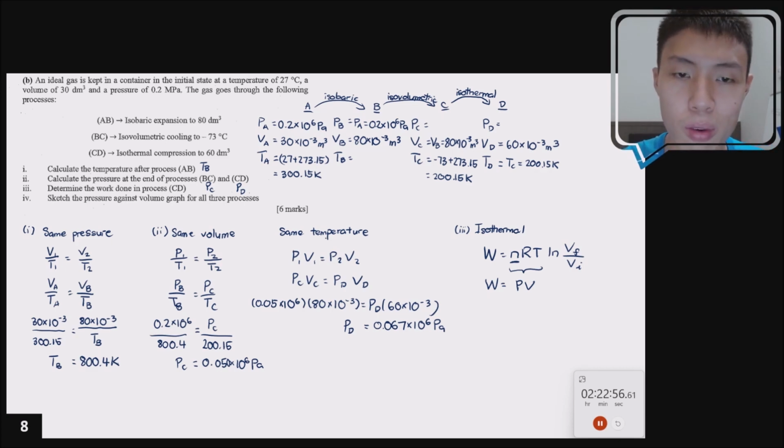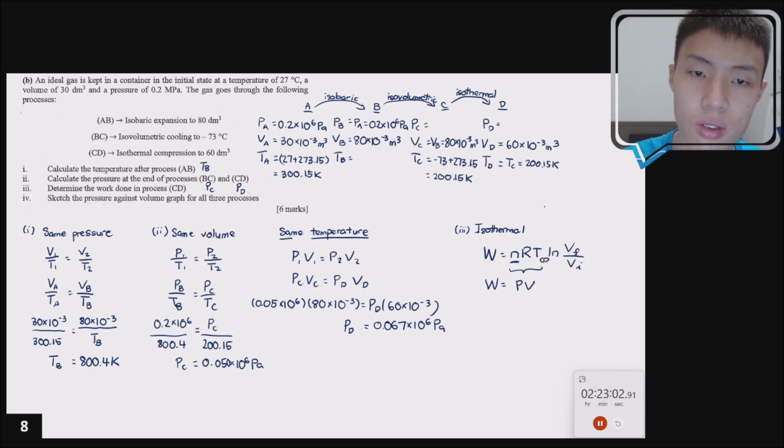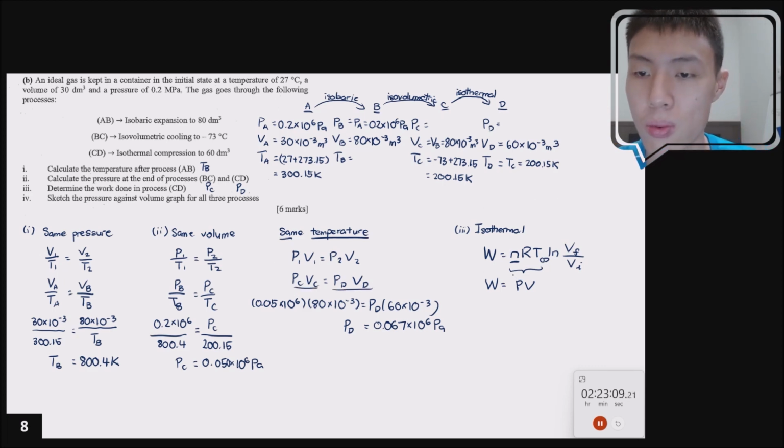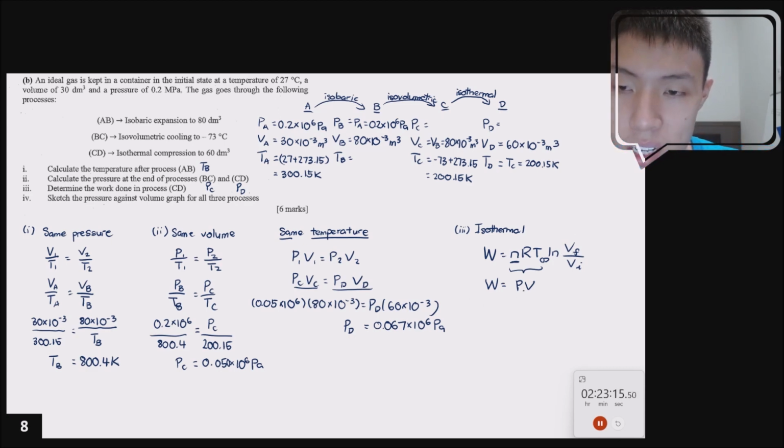We know from Boyle's law that it's the same temperature, so we want to replace it with the temperature of CD. Temperature of C and D are the same, so you can use either PC VC or PD VD. Either one will do. But you cannot do PC VD or PD VC, because then the temperature will be a different temperature. So let's do PC VC then. In the ln, the final volume is VD and the initial volume is VC.